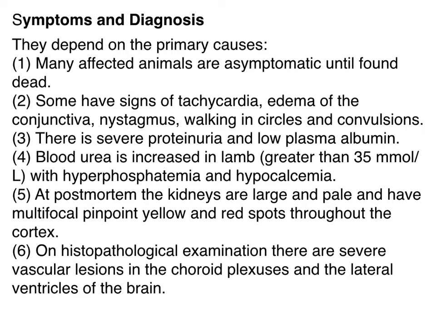At postmortem, the kidneys are large and pale and have multifocal pinpoint yellow and red spots throughout the cortex. On histopathological examination, there are severe vascular lesions in the choroid plexus and the lateral ventricles of the brain.